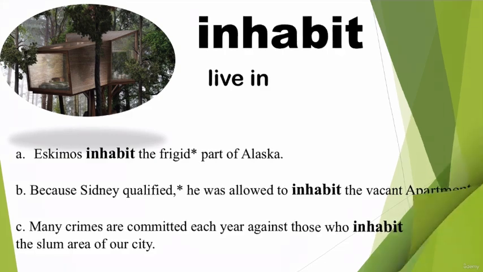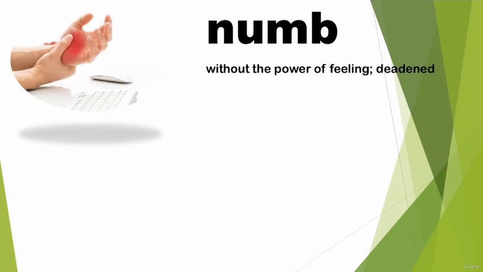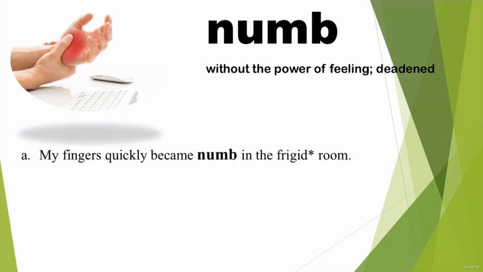Nice word. The next word is numb. Numb. B is not pronounced. Numb. Which means without the power of feeling, or we can say, deadened. Deadened. So as you can see in the picture, this guy's hand is numb. It has no power of feeling. A. My fingers quickly became numb in the frigid room, in the cold room, actually in a very cold room.